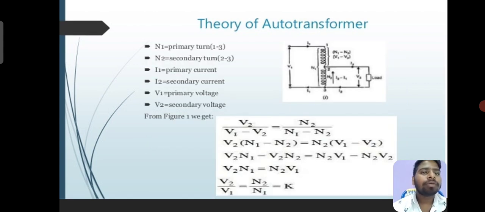Input, output. Theory of auto transformer: N1 is the primary turns, N2 is the secondary turns, I1 is the primary current, I2 is the secondary current, V1 is the primary voltage, V2 is the secondary voltage. From the figure, V2 / (V1 - V2) = N2 / (N1 - N2). So V2 (N1 - N2) = N2 (V1 - V2). V2 N1 - V2 N2 = N2 V1 - N2 V2. Hence V2 N1 = N2 V1. V2/V1 = N2/N1 = K.